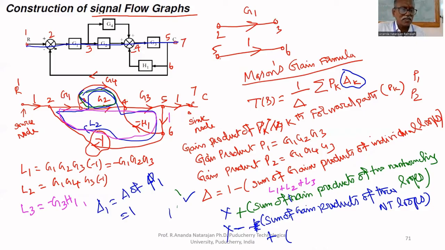Now the second forward path. This is the second forward path. Is there any loop which is not touching the second forward path? No. Therefore, delta 2 also equals 1. If you combine all these things, you will get the transfer function.